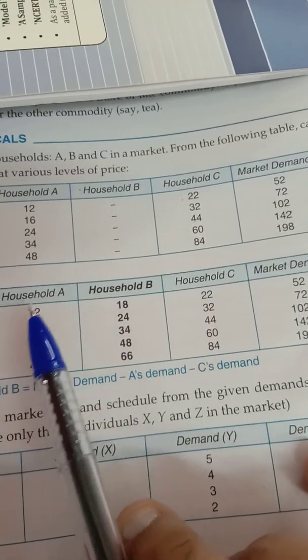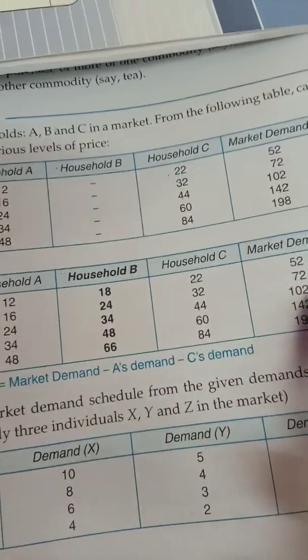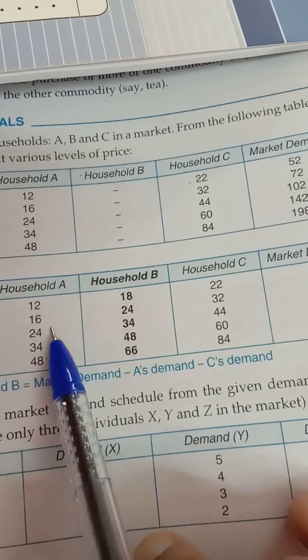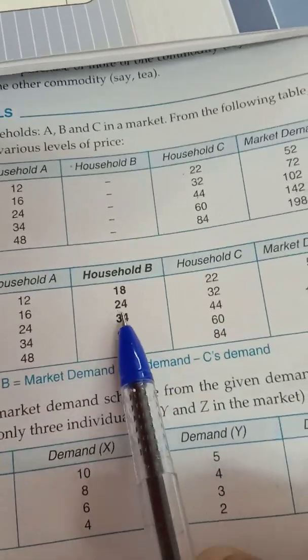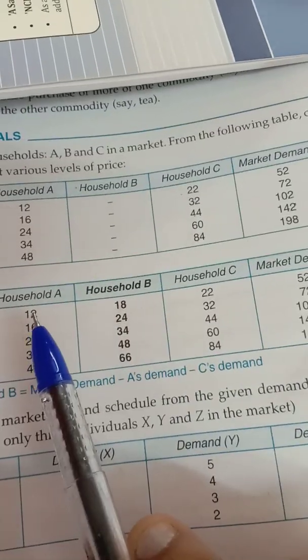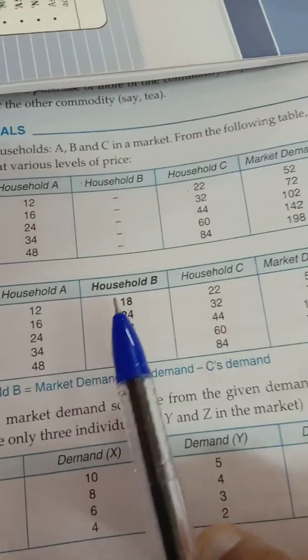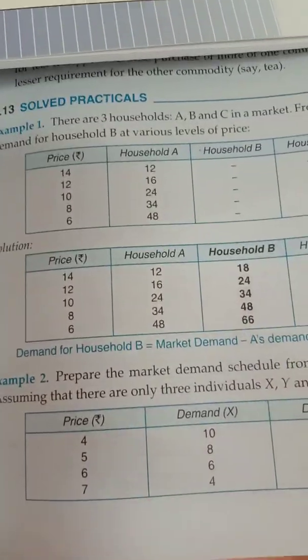You can calculate that because 52 is the summation of households A, B, C, and 72 is the summation of households A, B, C, that is 16 plus 24 plus 32. So if you deduct the demand for households A and C from the total, then you will get the household demand of B. That is very easy for you.